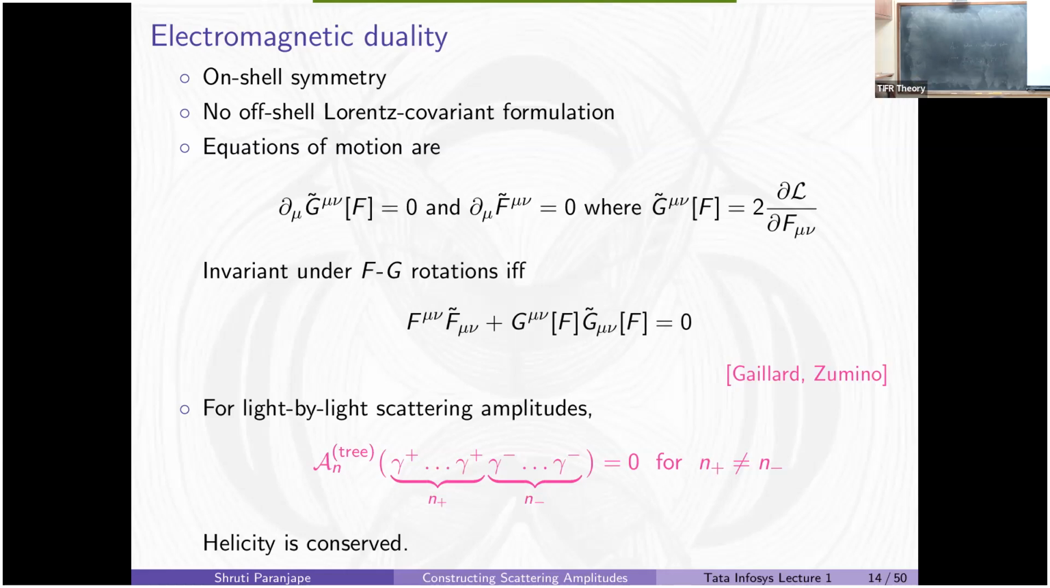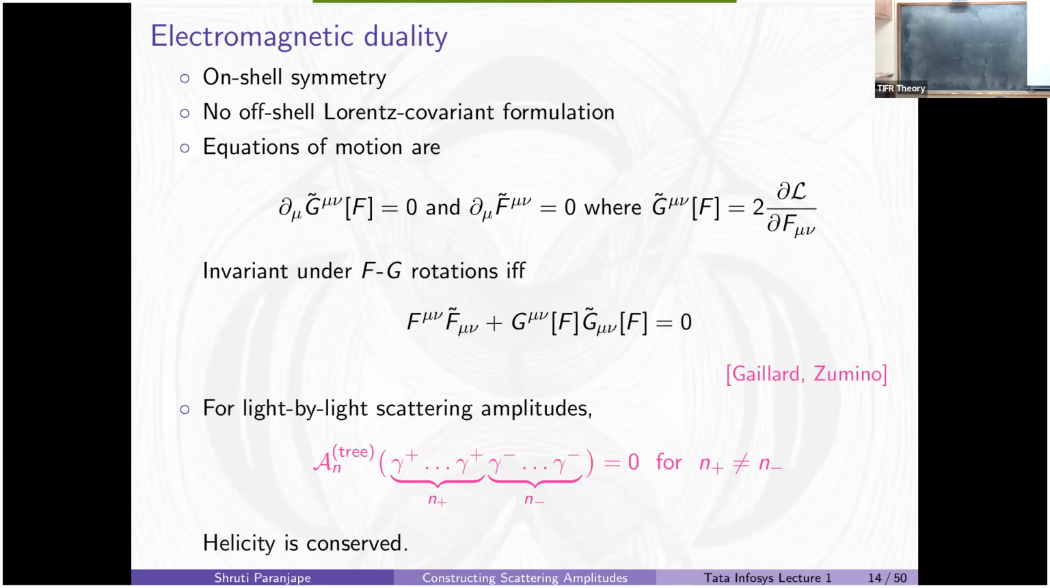Tilde was star, was dual, then you have F tilde. This is epsilon F tilde. Yeah, that's the usual equation, it's just D of everything you say. In Maxwell theory, this would just be dF equals 0 and then dF tilde equals 0. This is the usual equation of motion. So for scattering amplitudes, all this is telling you is that n plus has to equal n minus.